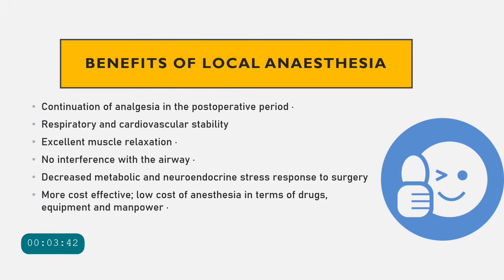The metabolic and neuroendocrine stress response that occurs with general anesthetic agents is not there in local anesthesia. So we are basically doing everything locally. Systemic agents are not used, and therefore your cardiovascular, respiratory, and even excretory systems are all normal and going to be stable. Moreover, it's most cost effective. Anesthesia, especially general anesthesia, is really costly in terms of the drugs used, the equipment used, and also the manpower.